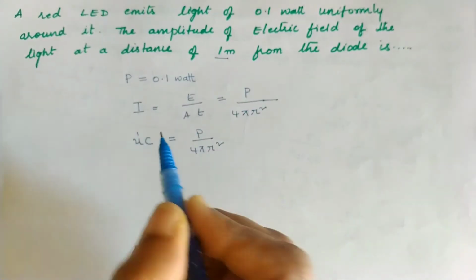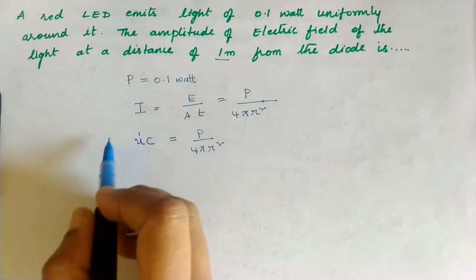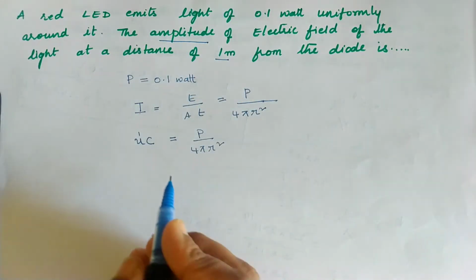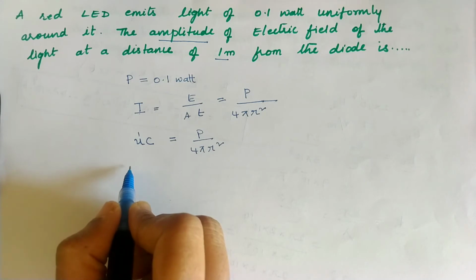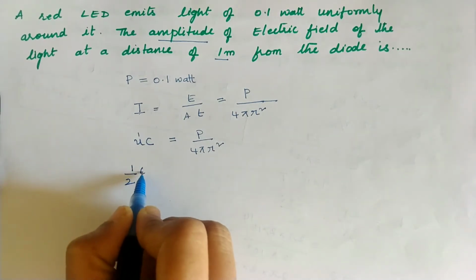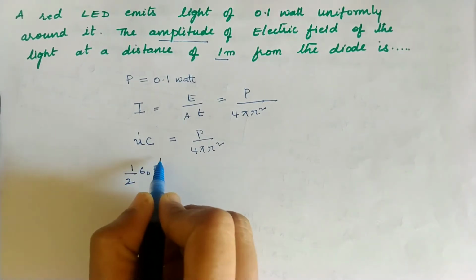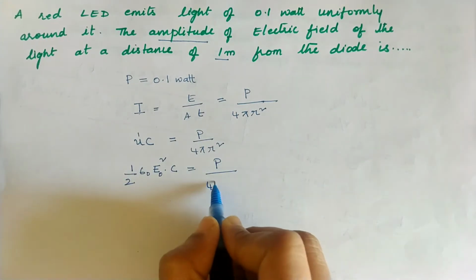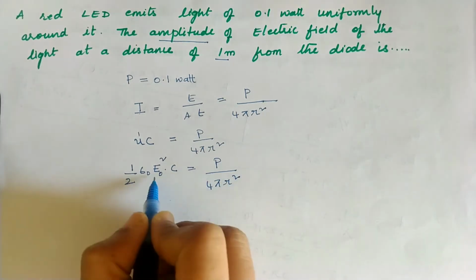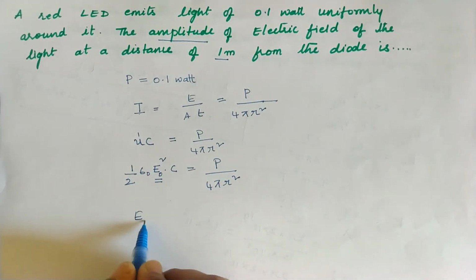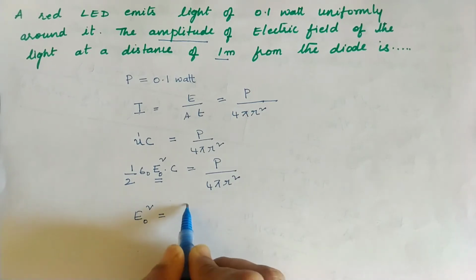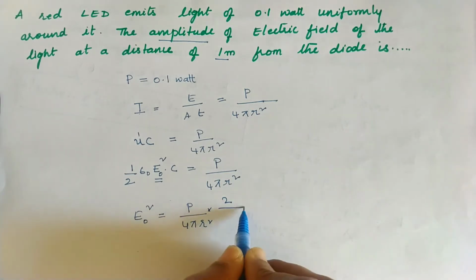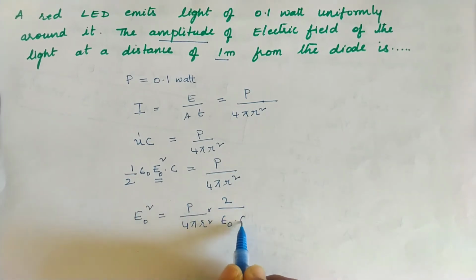Here U is energy density. So what is the total energy density of an electromagnetic wave? Since they are asking for amplitude, I will write the equation in terms of E naught, not RMS value. So it is half epsilon naught E naught square into C, which should equal power divided by 4 pi r square. Since we need the value of E naught, E naught square is equal to P by 4 pi r square into 2 by epsilon naught into C.